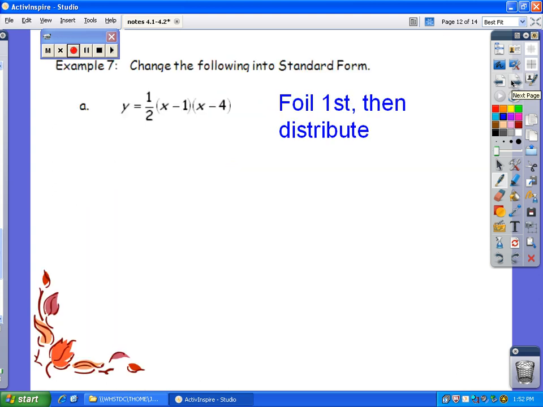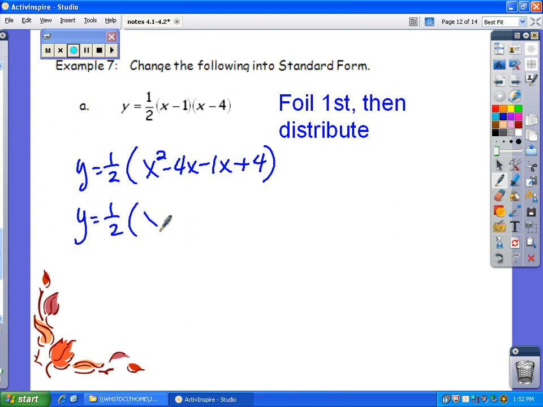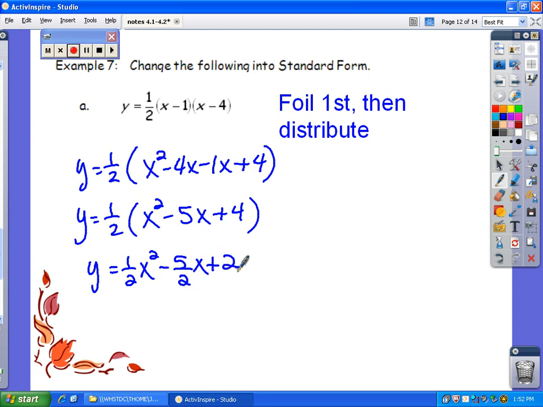Now, what if we want to change from a different form into standard form? We want to FOIL first. So let's FOIL this: x squared minus 4x minus 1x plus 4. Let's combine like terms, and then we'll distribute. All right, now let's just distribute our 1/2. And that's standard form.